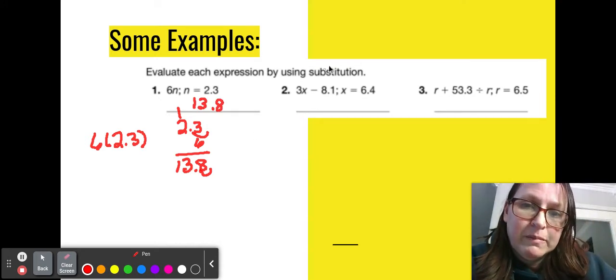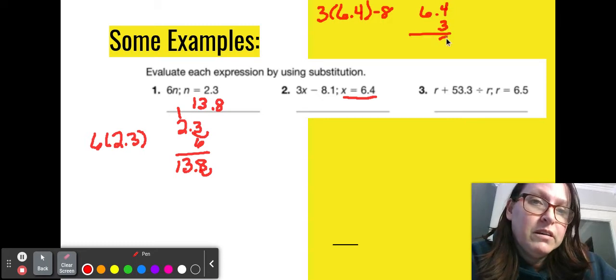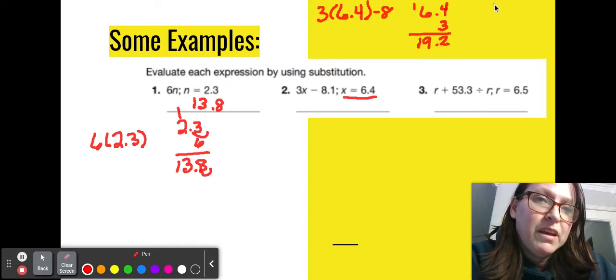Let's look at number 2. Number 2, I have to substitute again. So I'm going to do 3 times 6.4 minus 8, because it says right here x equals 6.4. So 6.4 times 3, 12, 18, 19. So I've got 19.2. Now I have 19.2 minus 8.